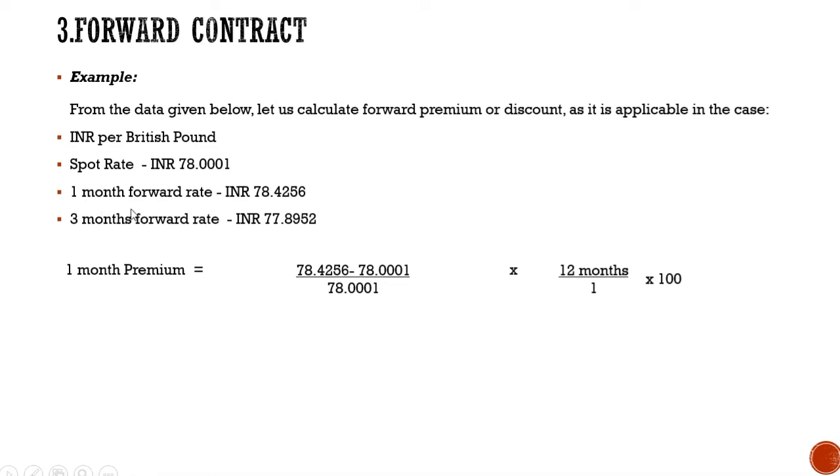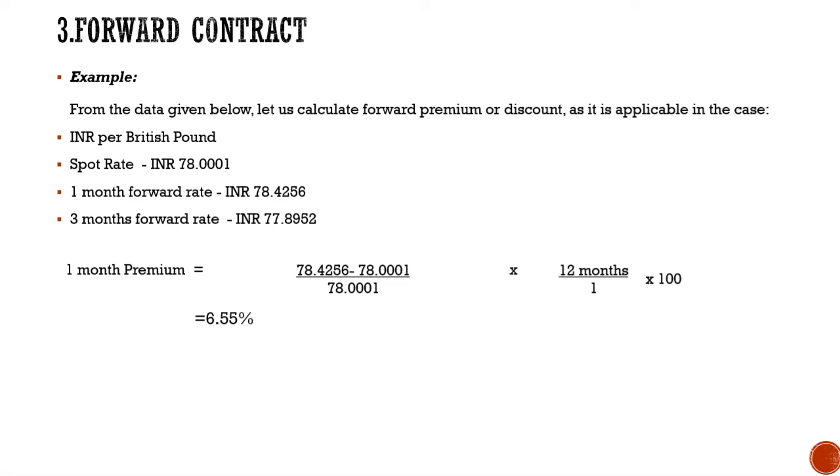So we have to find the 1 month premium. The 1 month premium is equal to (forward rate minus spot rate) upon spot rate, into 12 divided by n, where n is the number of months for which you have the forward, which is 1 month, so upon 1, into 100. By solving this, you will get the answer as 6.55%. So we can say that the annualized forward premium for 1 month is 6.55%.